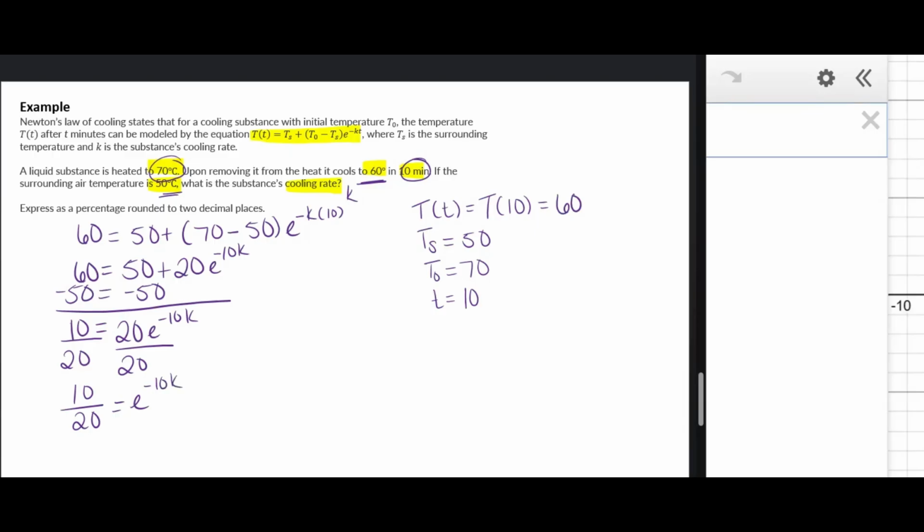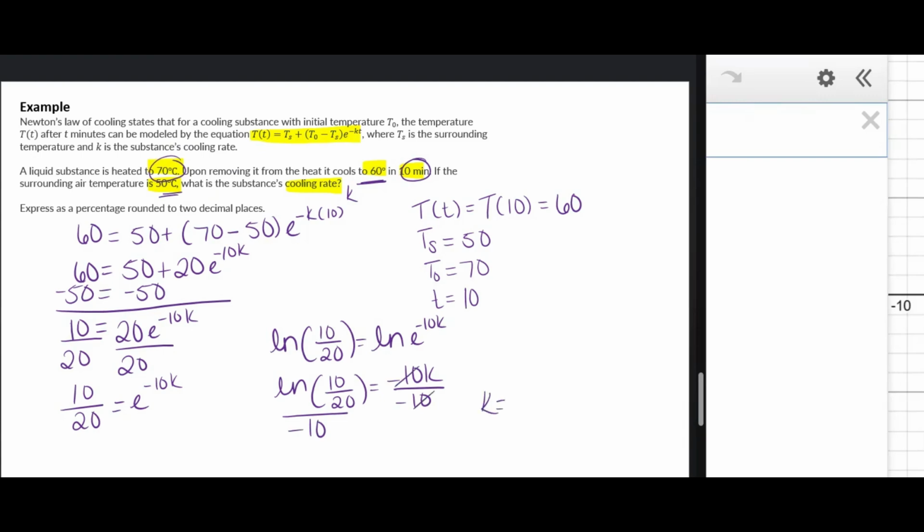Now that the exponential term is isolated, I go ahead and take the natural log of both sides. So I have the natural log of 10 over 20 is equal to the natural log of e to the negative 10k. Well, the natural log and e will undo each other, so I have the natural log of 10 over 20 is equal to negative 10k. Now, in order to solve for k, all I need to do is divide both sides by negative 10, and that is going to allow me to approximate the value of k.